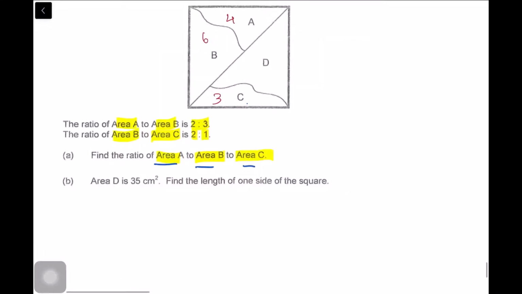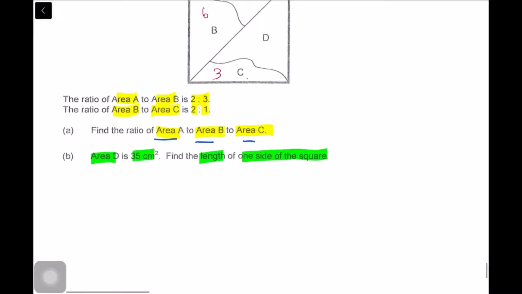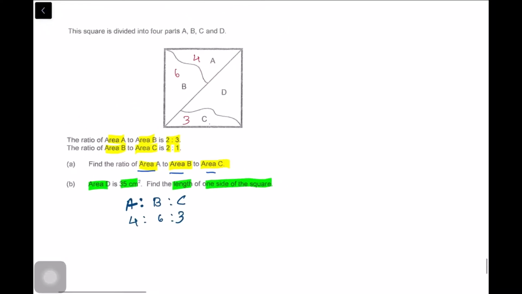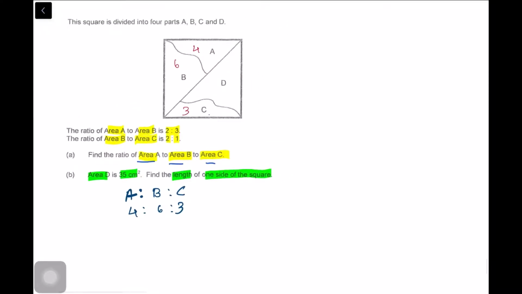Part B. Area D is 35 square centimeters. Find the length of one side of the square. Now we know the ratio of area A to area B to area C is 4:6:3. Based on the figure given, we know that this square is divided into two equal halves. The first half is this green region, and the second half is this yellow region.